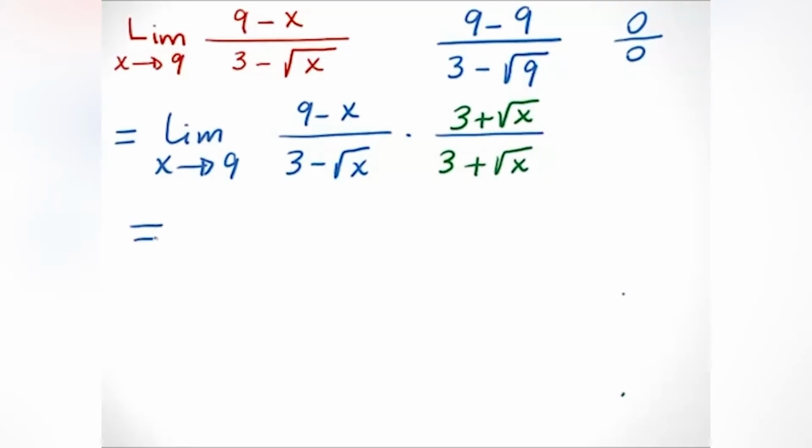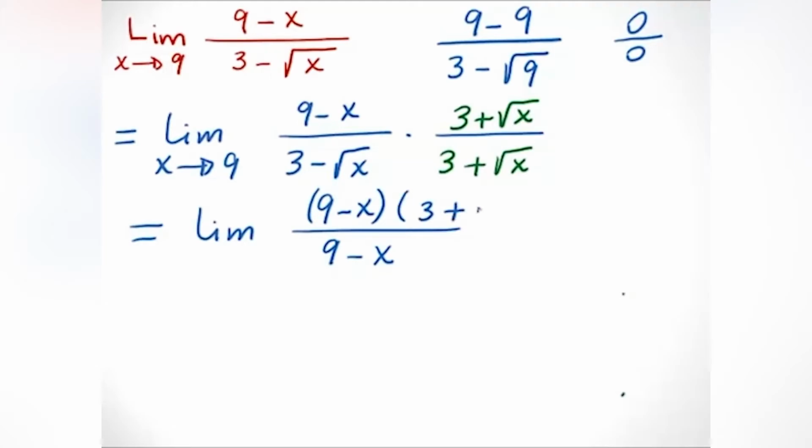And this quantity will simplify, in fact. When you multiply the denominators, this is just the difference between two squares. So the first square is 9 minus the second squared, which is x. And the product of numerators will be just 9 minus x times 3 plus root x. As you can see, we can simplify things here: 9 minus x with 9 minus x.